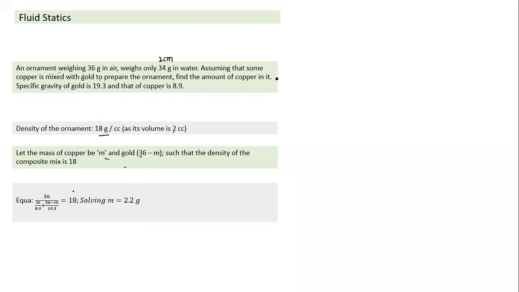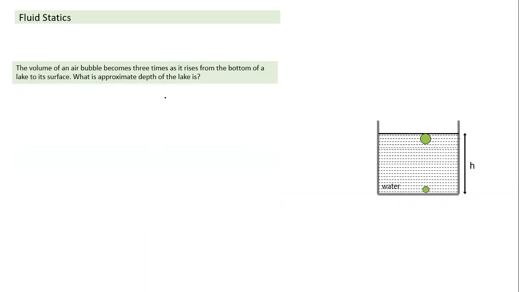So what is the equation we found? Total mass by total volume has to be equal to 18. Volume is mass divided by the respective density: m divided by 8.9, where m is the mass of copper, and the remaining mass divided by the density of gold. By solving, you get m equal to 2.2. This is what Archimedes' principle he used to find out how much copper was mixed in the ornament, and in what proportion.